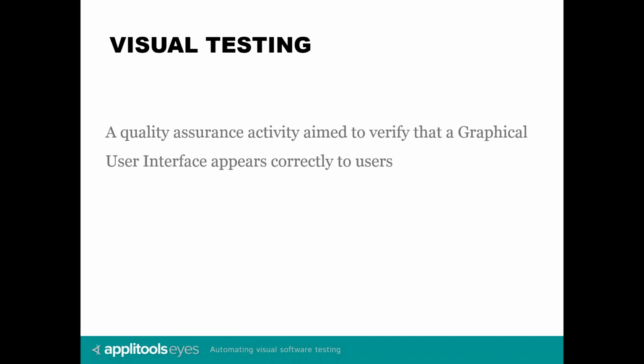And for those of you in the audience that are not familiar with automated visual testing, first of all, there's a lot of material available online, but I will give a very, very quick and brief introduction just so you'll know what I'm talking about. So visual testing is a quality assurance activity aimed to verify that the graphical user interface appears correctly to the end user. It goes beyond what you used to do with tools like Selenium or Coded UI or Appium or UFT or the rest of them, where you basically check the functionality of the application through the UI.